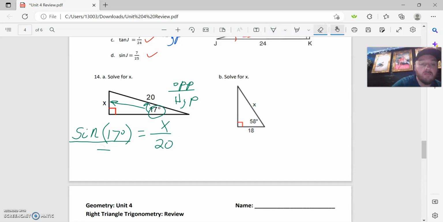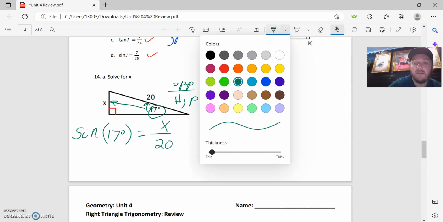So let me, for the time being, erase that. You're always going to set it up as sine, cosine, or tangent of an angle is equal to some ratio. Let's do the second one here. 58 degrees. I'm focused on 58. Let's go orange here.